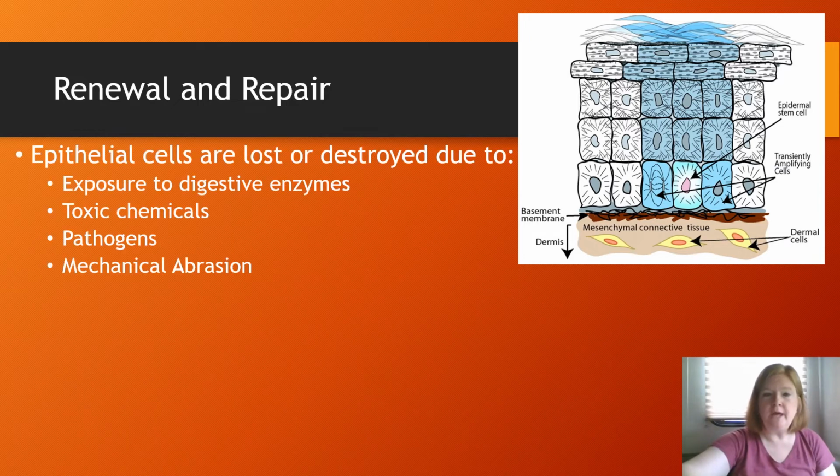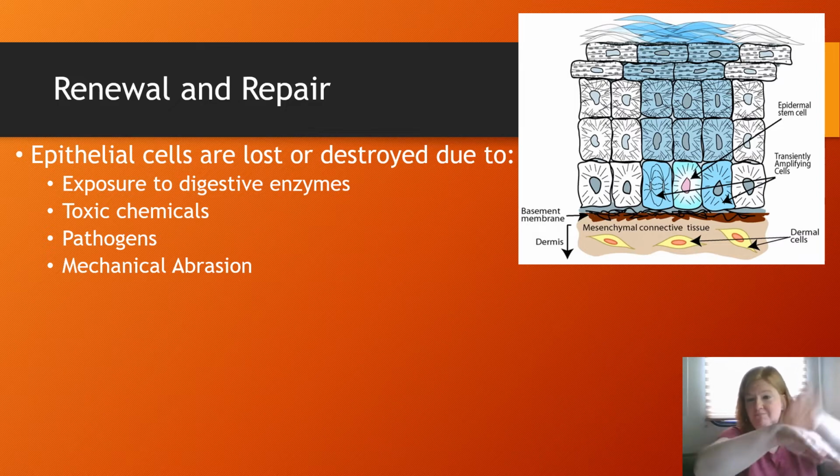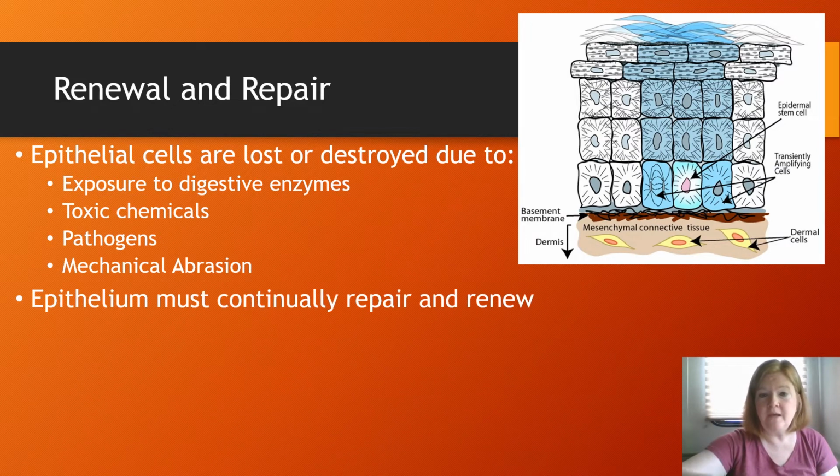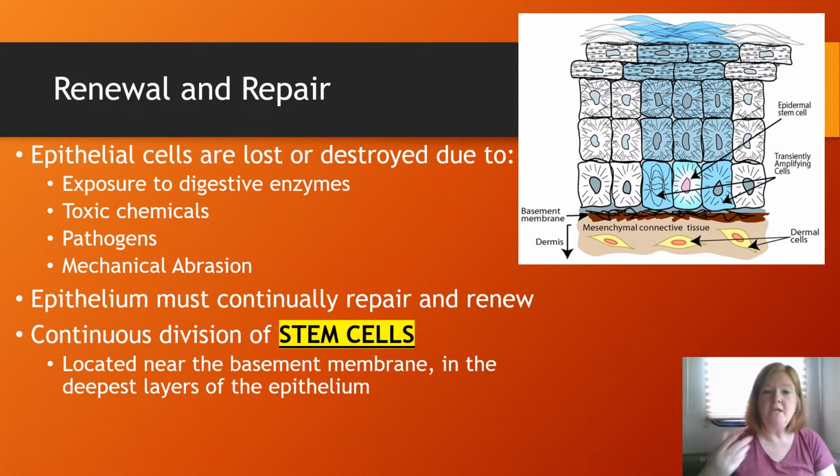All right, what about renewal and repair? So epithelial cells are lost all the time or destroyed, damaged due to exposure to digestive enzymes inside your digestive tract, toxic chemicals, pathogens, mechanical abrasion, simply doing this. Okay, so epithelial cells are required to go through a consistent and constant process of renewal and repair. The continuous division of stem cells located near the basement membrane in the deepest layers of the epithelium is what allows for this repair and renewal to actually happen.